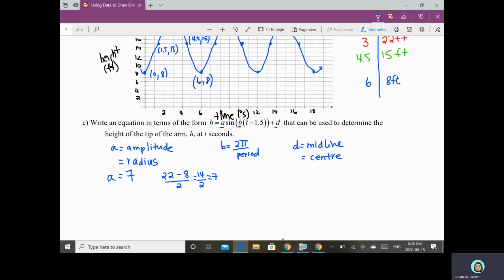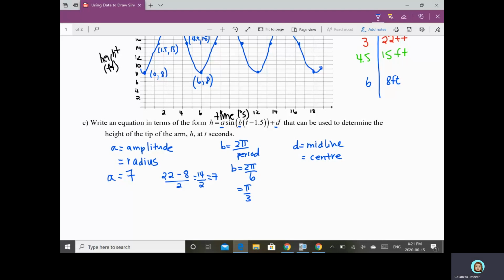B value is 2 pi divided by the period. So our period here is 6 seconds. 2 pi over 6 is great, but it can be reduced. It can be written as pi over 3. And in some instances, you could even just put that in your calculator and round it. I'm going to leave it as an exact value, but you could put it into your calculator and round it to any number of decimal places.